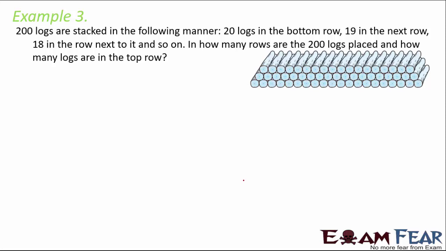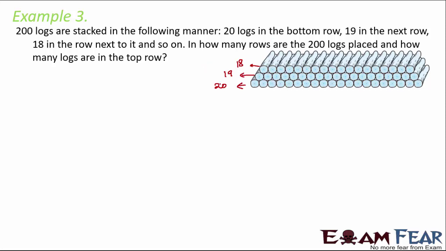200 logs are stacked in the following manner. 20 logs in the bottom row, 19 in the next, 18 in the next, and so on. Like as you can see here. So the bottom line has 20 logs, the next one has 19, the next one has 18, and so on. Now, in how many rows are the 200 logs placed and how many logs are in the top row?